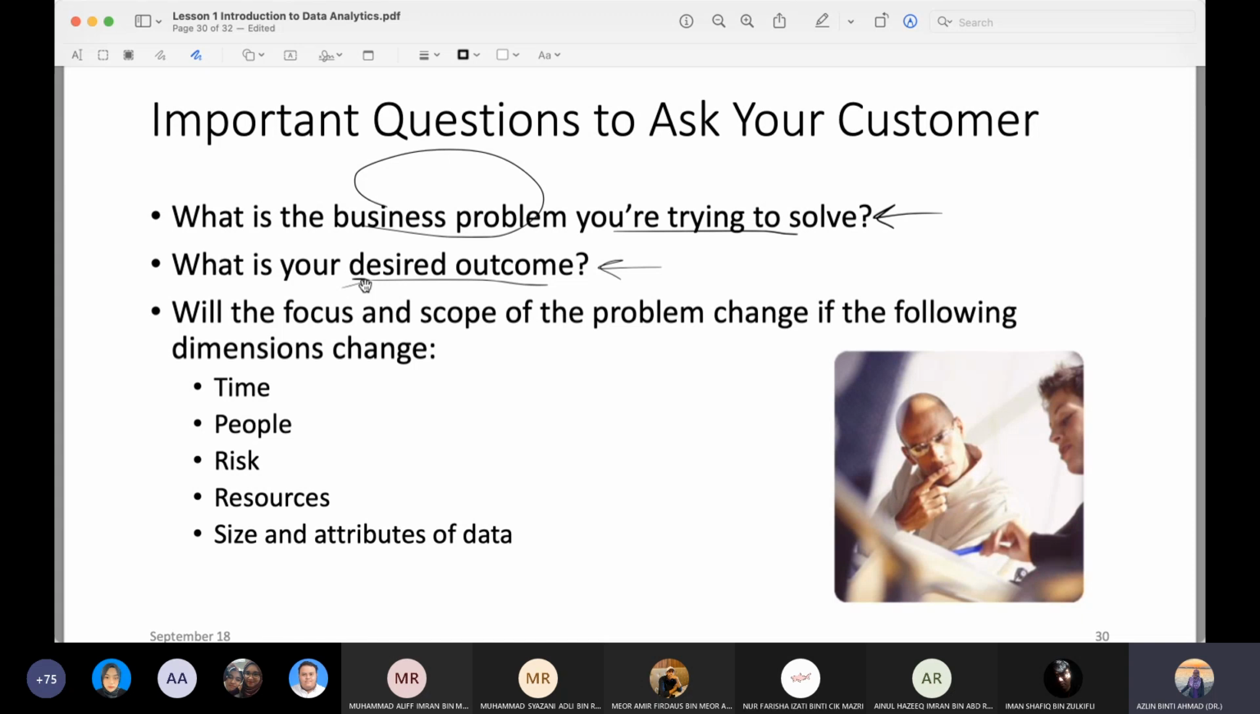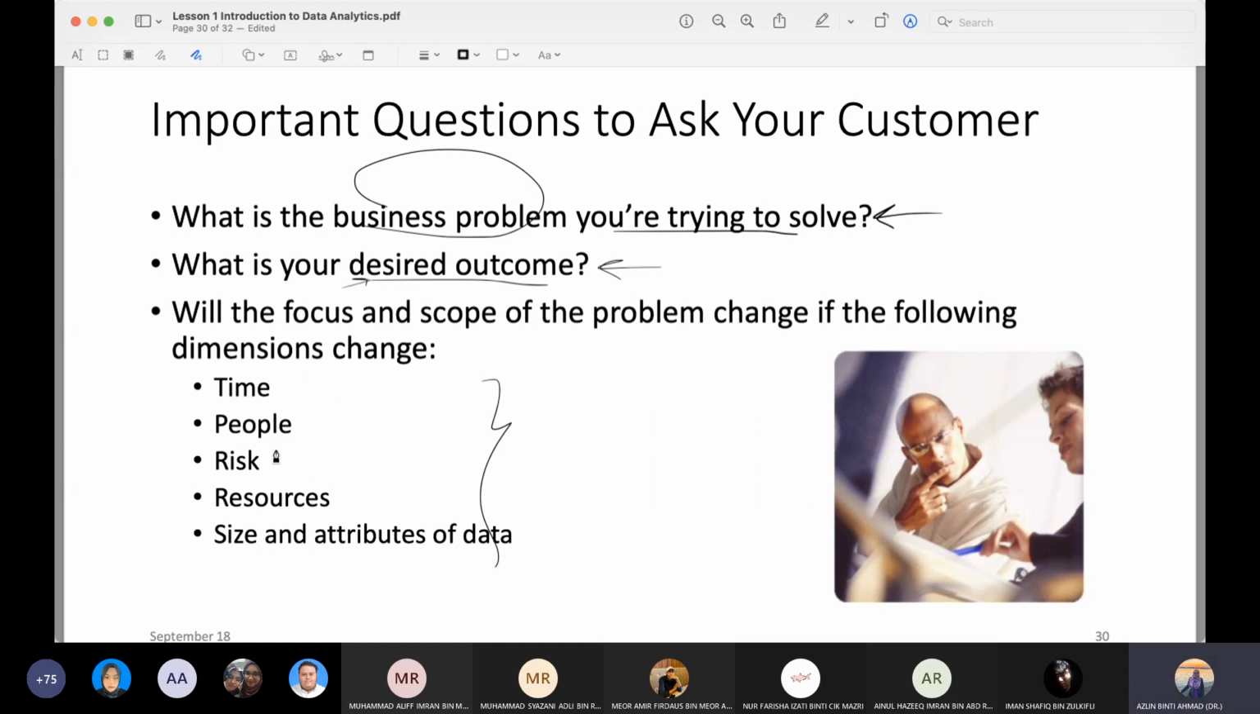So ini yang saya cakap tadi, kreatif tu. Kena kreatif, kena gunalah you punya creative thing untuk investigate more about this. And then will the focus or scope of the problem change if the problem dimension change, about time, people, risk, resources, size and attributes of the data. These are the things yang kita tengok dekat awal-awal tadi.